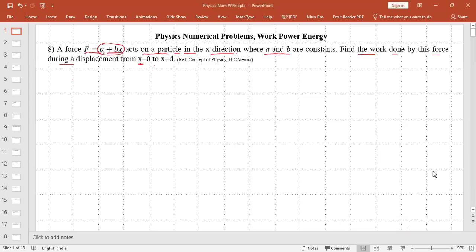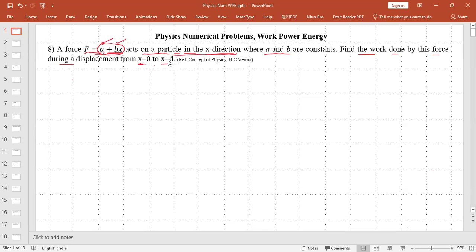Students, today we start a problem from the chapter of work, power, energy. Here it is given that the force is a function of x and it acts on a particle in the x direction, where A and B are constants. Find the work done by this force for a displacement of x equal to 0 to x equal to d.